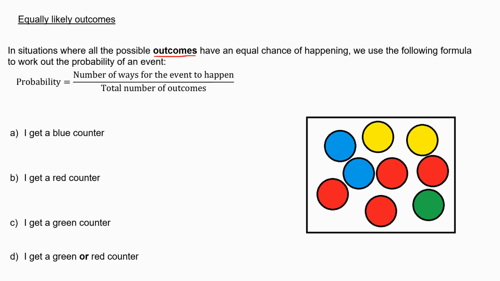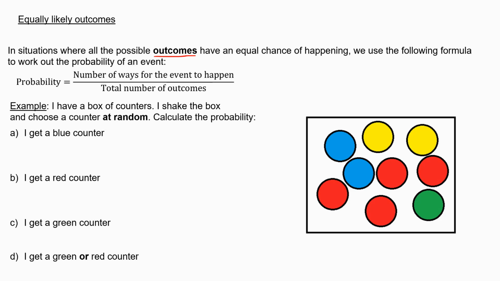So, for example, I've got a box of counters here. I shake the box and choose a counter at random. What that means is that every counter has an equally likely chance of being chosen. So we have to imagine now that I've got a blindfold on. I'm not choosing a counter. I'm picking one at random. So what is the probability that I get a blue counter?